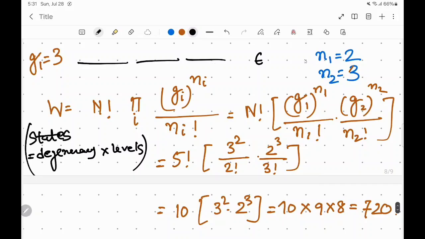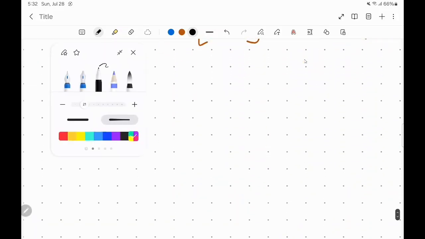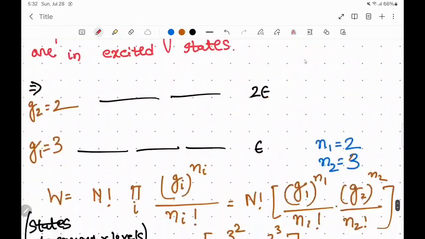So how can you obtain the number of states? Just degeneracy into level. Level is always 1 for each level, so you just have to multiply the degeneracy. No need to remember, these are very straightforward. So it is question number 12.